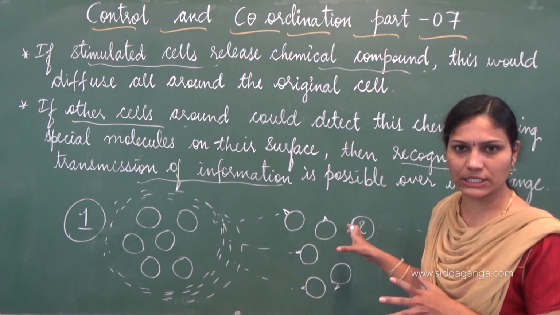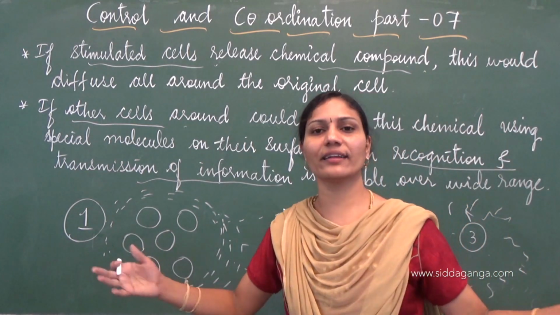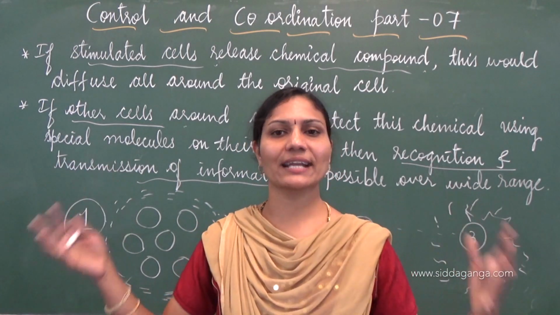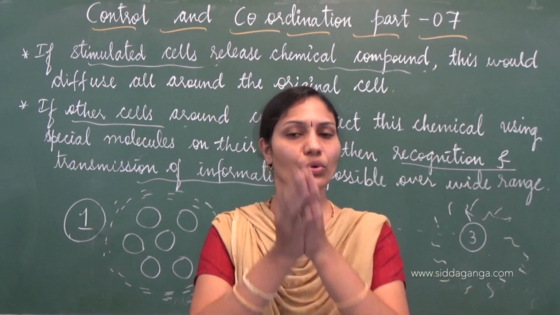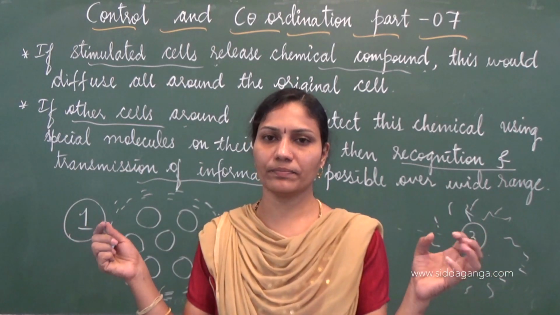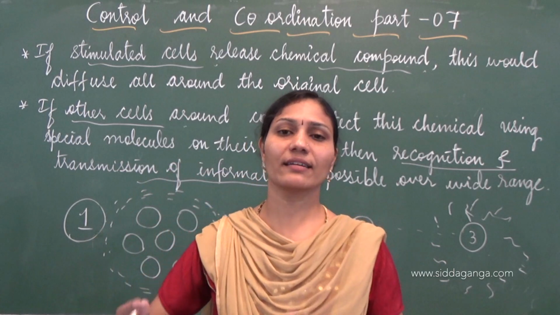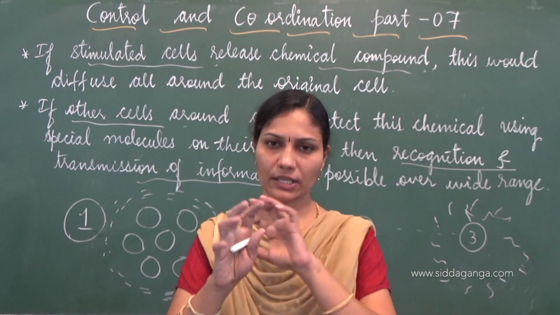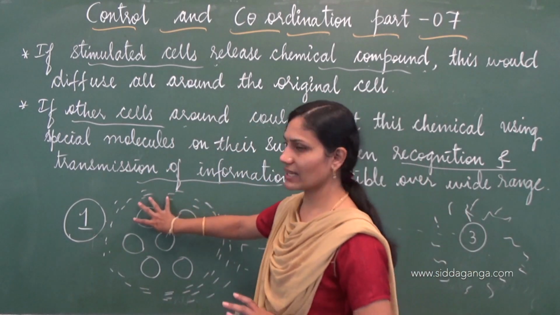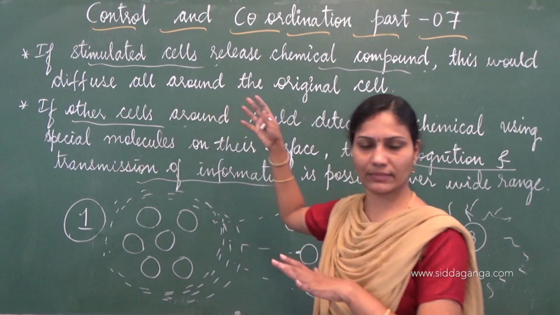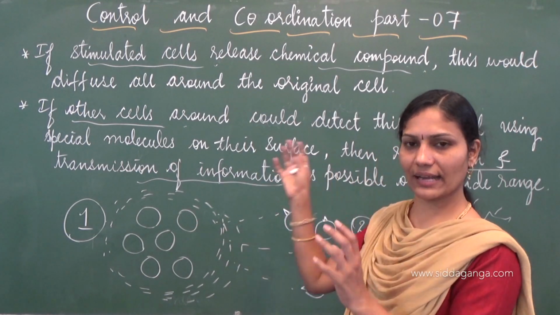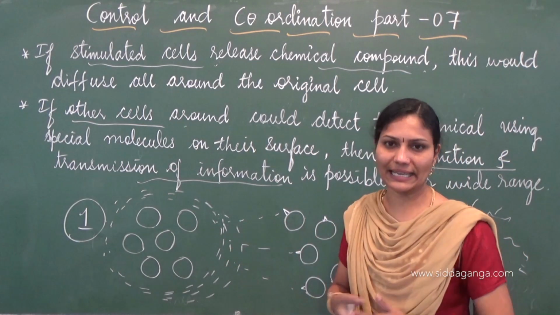If such a system is possible, the advantage is that the spread of information is possible over a wide range, and activity can be seen over a wide range. Not only a particular organ or organ system, but many organs, many parts of the body, many cells can receive information, transmit it, and particular activities can be shown. These are the stimulated cells, and there is another type of cell referred to as the target cells or target organs. The information reaches the target organs, and in the target organs the activity is seen ultimately.